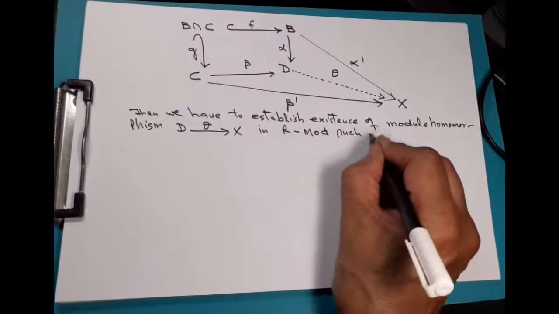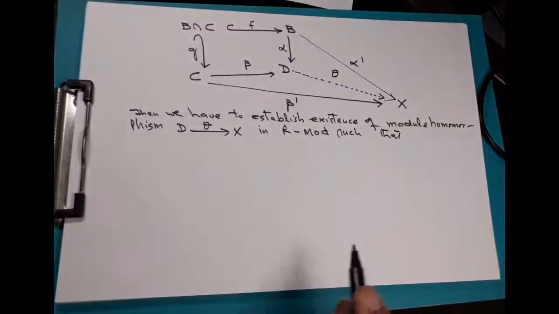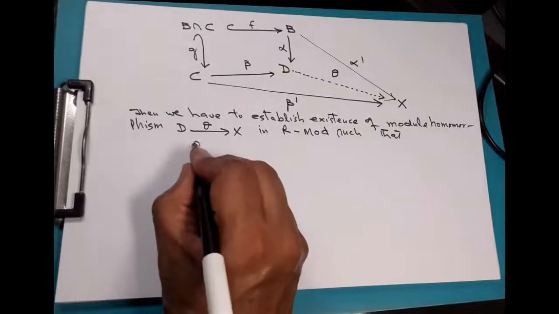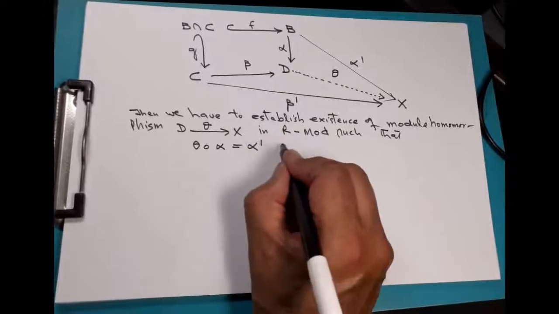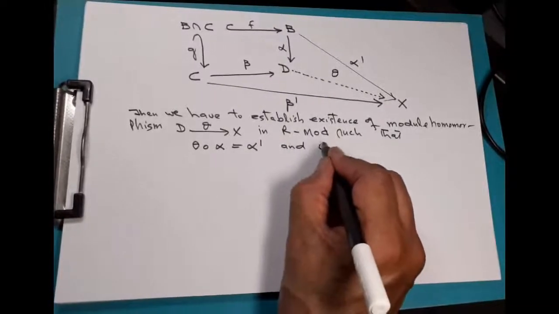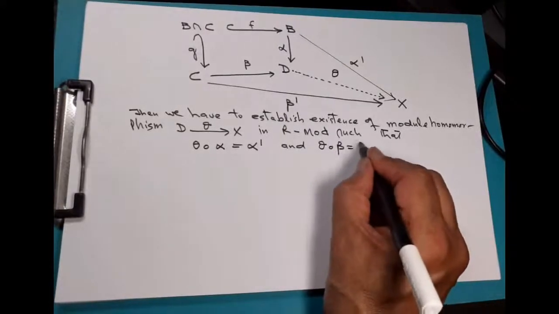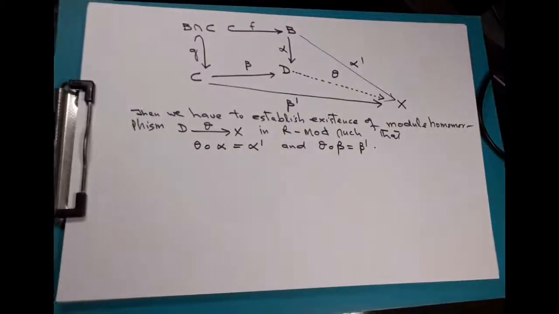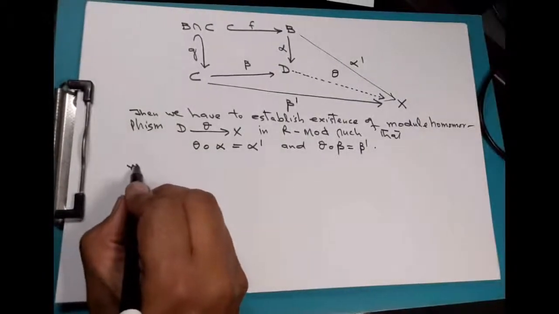such that theta composed with alpha is equal to alpha dash and theta composed with beta is equal to beta dash. Now let's see how we define this map theta. So we define theta as follows.